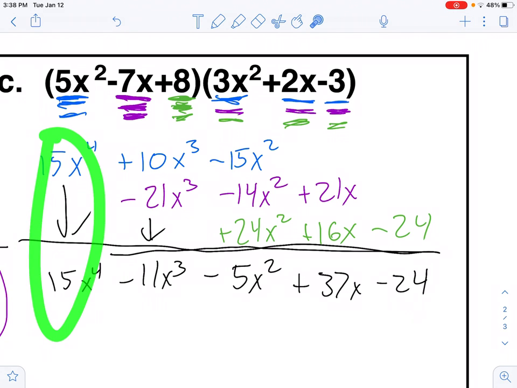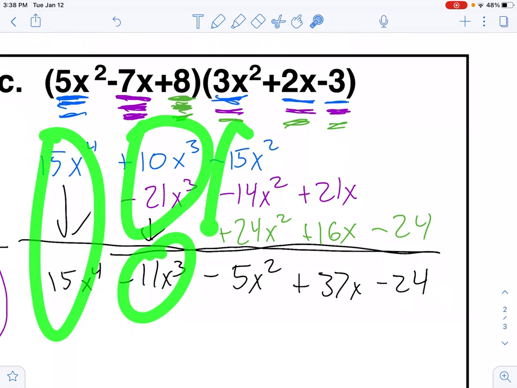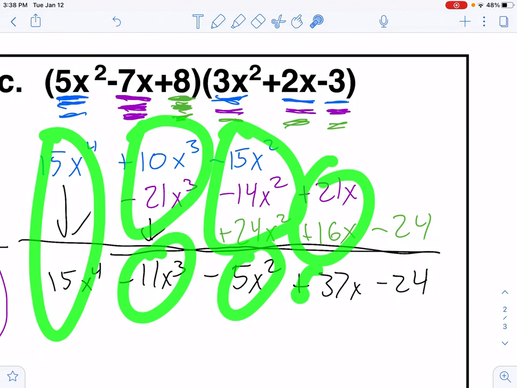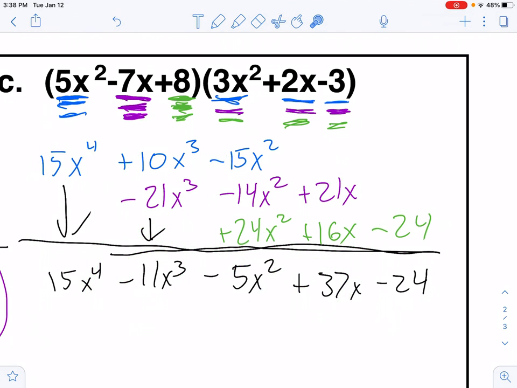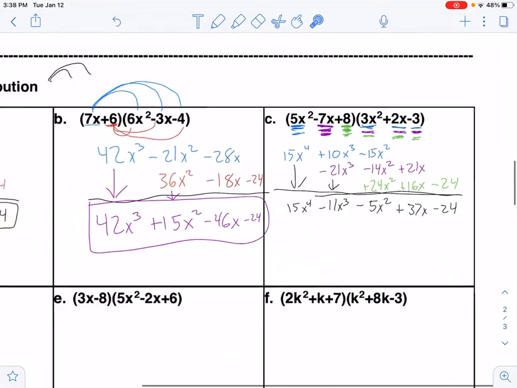So I just went, what do I get when I put those together? What do I get when I put these together? What do I get with this? What do I get with this? Okay? So that's the 3rd way to do it.